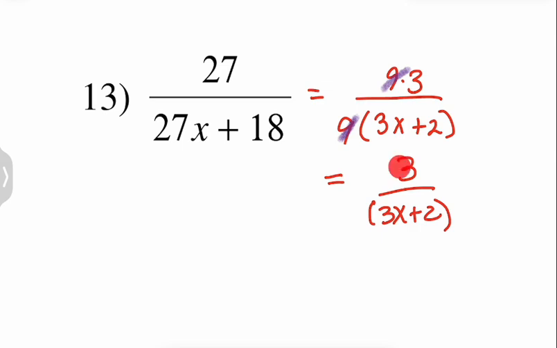Now, please, this 3 and this 3 are totally different things. This 3 is dependent upon your x value. It is stuck to the plus 2. Don't try to reduce it. You can't. Leave it alone. Okay, so that would be our final answer.